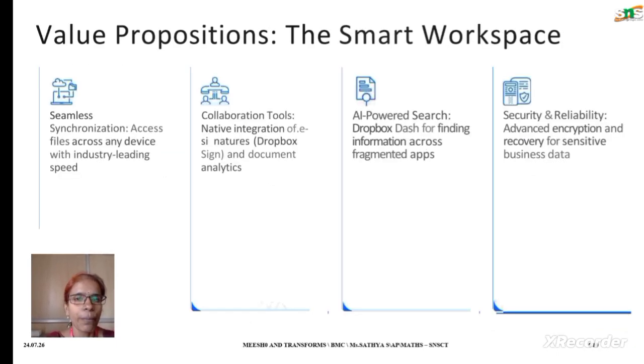The next thing is value propositions. Here we are going to have the smart workspace. The first thing is seamless synchronization, which lets you access files across any device with industry-leading speed. The second is collaboration tools, with native integration of e-signatures and document analytics. The third is AI-powered search, Dropbox Dash, for finding information across fragmented applications. The fourth one is security and reliability: advanced encryption and recovery for sensitive business data.